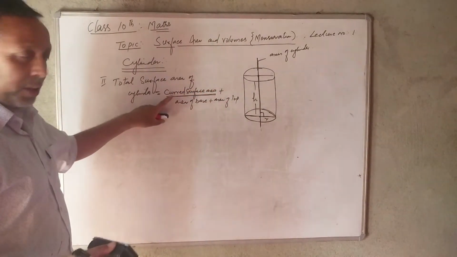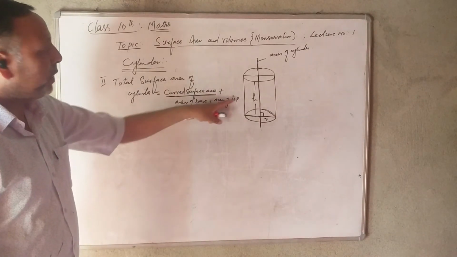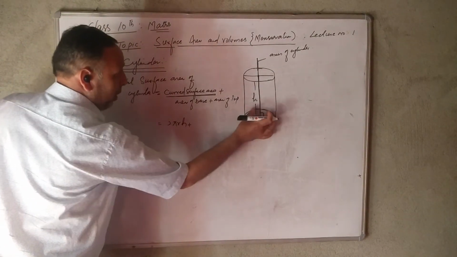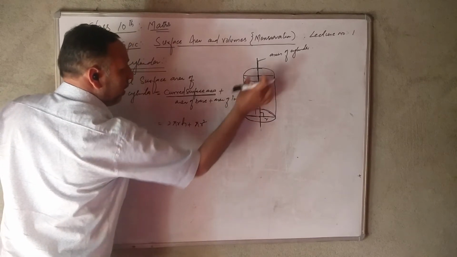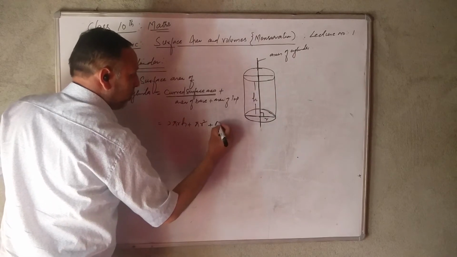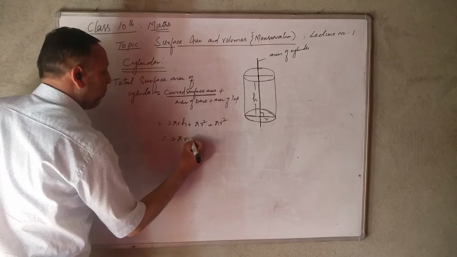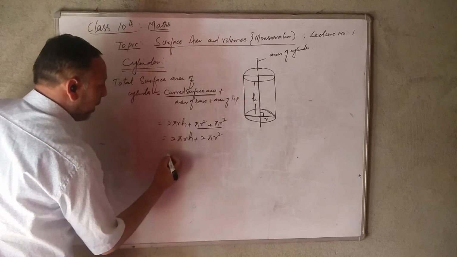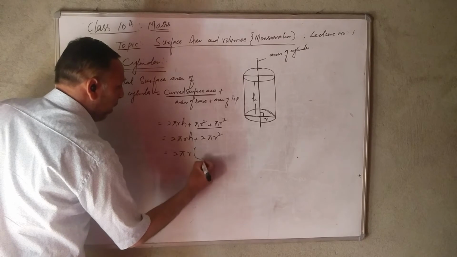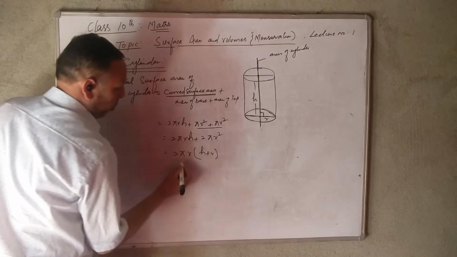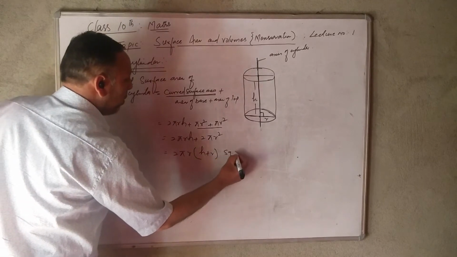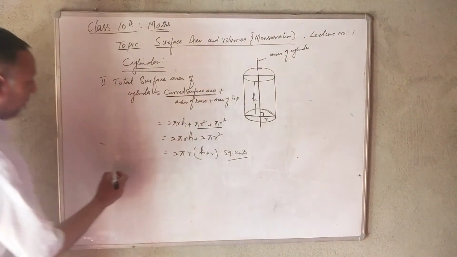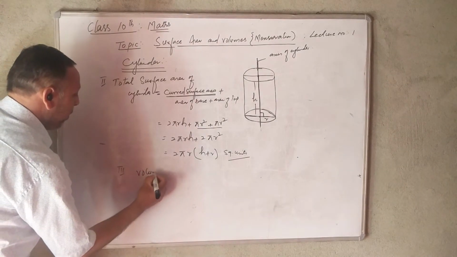So total surface area is the surface area of the cylinder plus the area of the base plus the area of the top. It is 2 pi r h plus the area of the base, which is a circle, so pi r square, plus the area of the top, which is also a circle, plus pi r square. It is 2 pi r h plus 2 pi r square. Taking 2 pi r common, we are left with h plus r. So it is 2 pi r into h plus r square units.